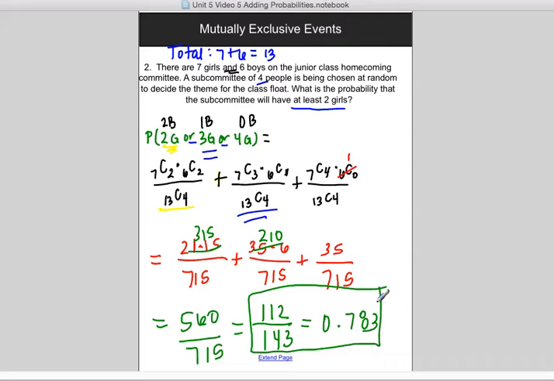Okay, and there is example 2. Since we're picking those committees, we have to bring in combinations, and for at least 2 girls, that means I can have 2 or 3 or 4 girls. That one is a bit tricky. If you have any questions on it, please let me know. So these were exclusive events. The reason this one is exclusive is because you're either a boy or a girl. It can't be both.